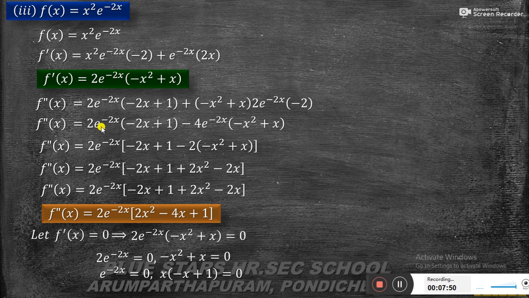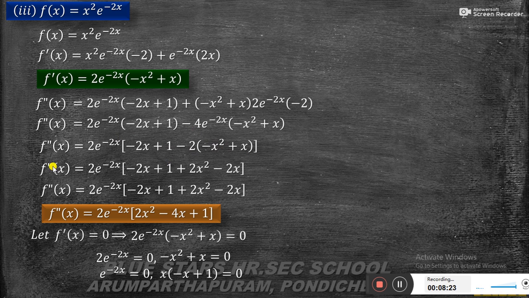So the next step, 2 e power minus 2x into minus 2x plus 1. Next 2 2s are 4, so minus 4 e power minus 2x into minus x square plus x. The next step, now we take the common factor. Here the common factor is 2 into e power minus 2x. So 2 into e power minus 2x into the remaining factor minus 2x plus 1. Next, 2 and e power minus 2x I take from the second term, so the remaining factor is minus 2 into minus x square plus x.